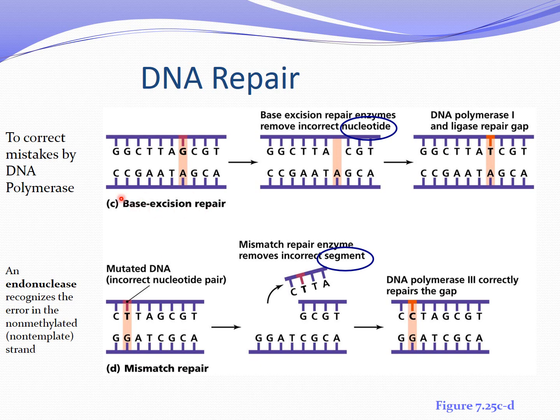Mismatch repair occurs after DNA replication, and again you have a mistake here. This is similar to what we saw before. The part that has the mutation, a segment, gets removed, and then that is replaced by the correct nucleotides by DNA polymerase 3. So those are the two types of DNA repair.